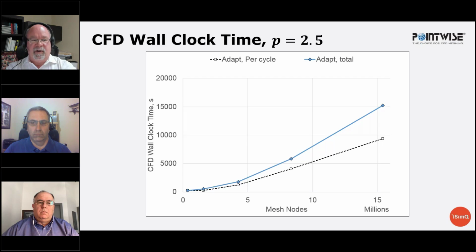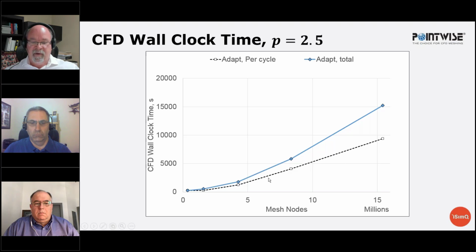Last couple of slides on this is wall clock time. What does this all mean to the money that you're paying to get your solution? How much CPU time are you incurring? So there's 2 lines on this graph, and we're plotting the wall clock time versus the number of mesh nodes that have been solved. So this is adaptation 1, adaptation 2, adaptation 3, adaptation 4.